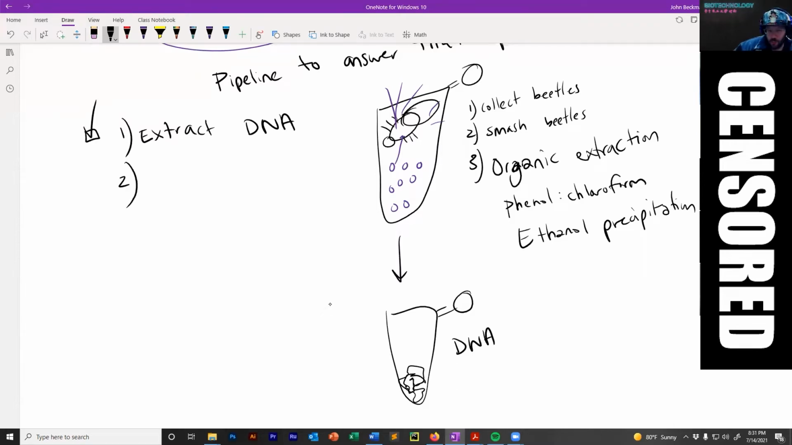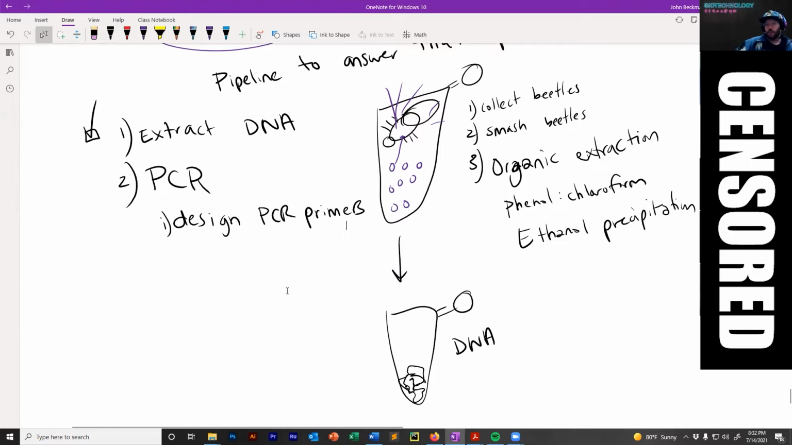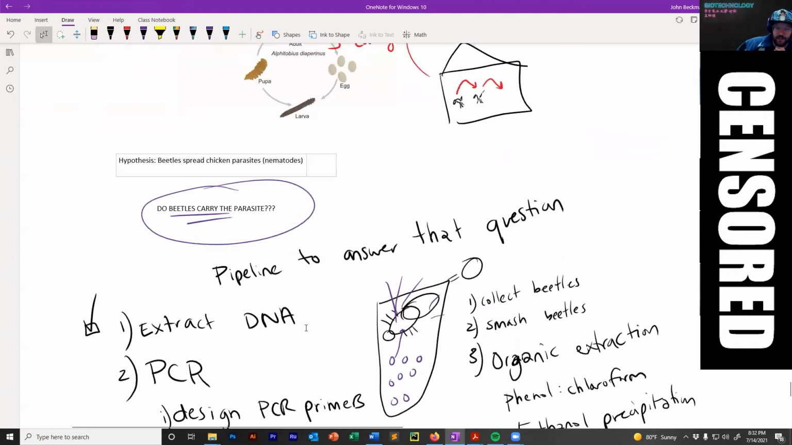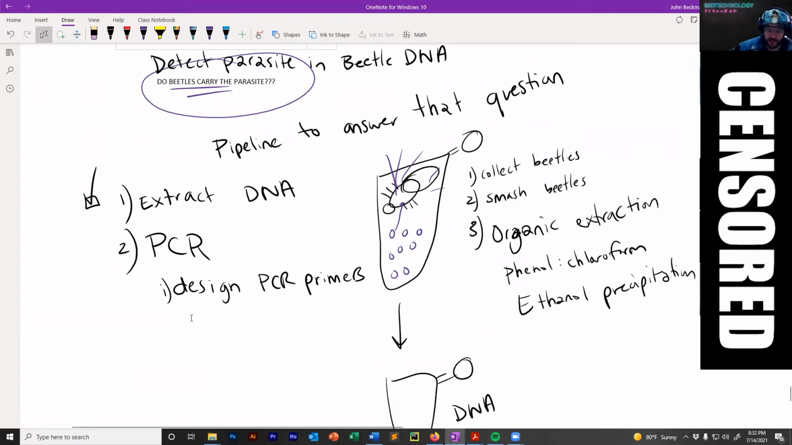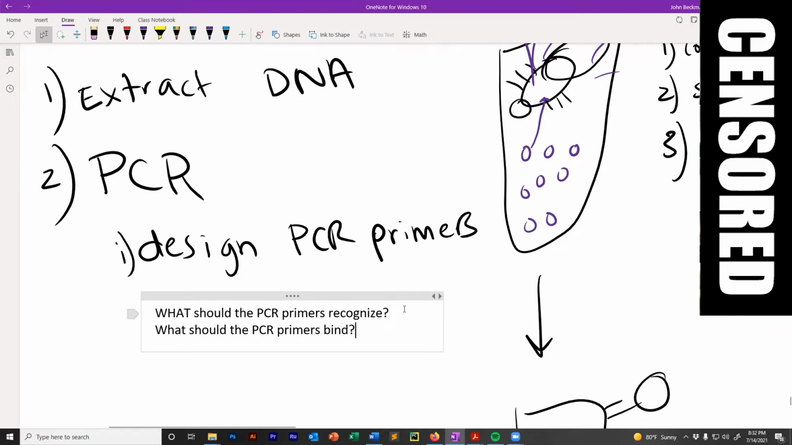Step 2. Once you have the DNA, you can do a PCR, which we discussed in the last class. Okay. But you need to design PCR primers. What do you want the primers to recognize? If the goal is to detect the parasite in beetle DNA, what should the PCR primers recognize? Another way to say it would be, what should the PCR primers bind? Write it in the chat.